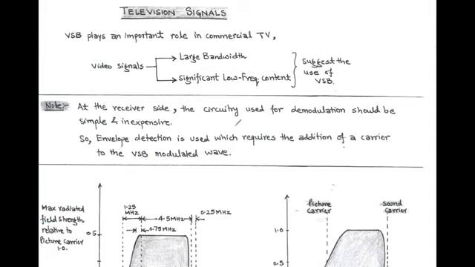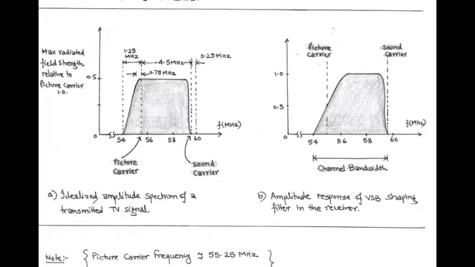Now we discuss the amplitude spectrum of a transmitted TV signal, that is the ideal one, and it is shown in figure A. And the amplitude response of the VSB shaping filter on the receiver side is shown in figure B. As we know, for TV transmitted signals, the VSB shaping filter is used for the detection purpose because the TV signals are wideband signals and contain significant low frequencies.